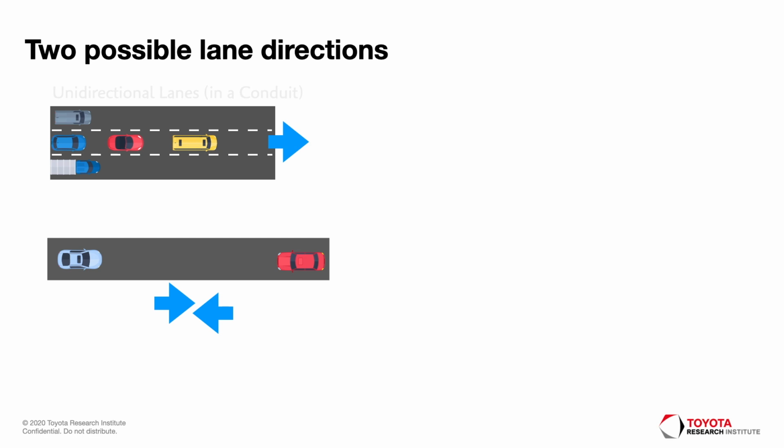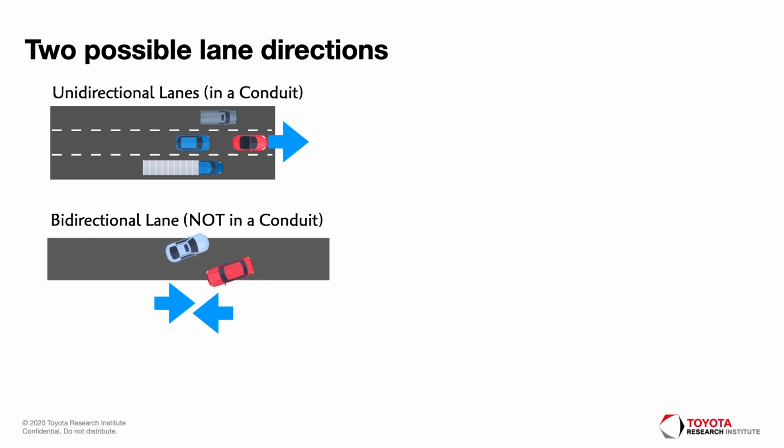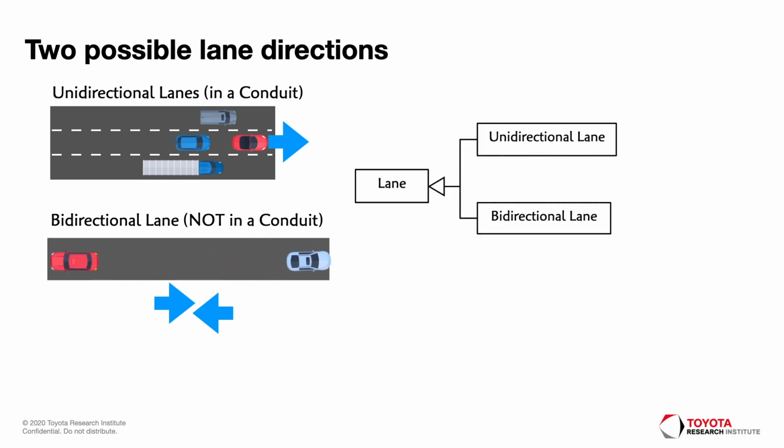In this video, we'll model the various ways that lanes are used. With regard to the direction of traffic, there are only two possible types of lane, unidirectional and bidirectional. We model this fact by subclassing lane into these two types. Our model makes a strong assertion. Every lane, anywhere in the world, is one of these two types, period.